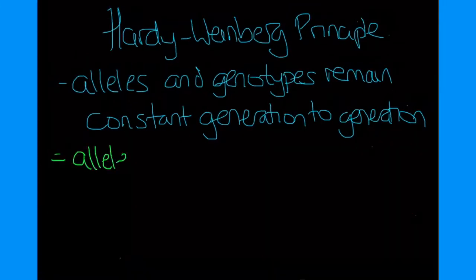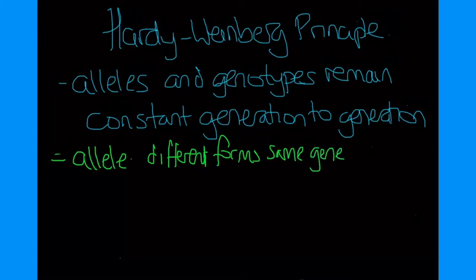Another term, allele. Allele stands for different forms of the same gene. So for example, big N or little n. Big N would be dominant, small n would be recessive.